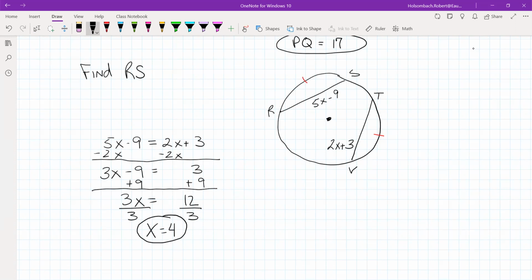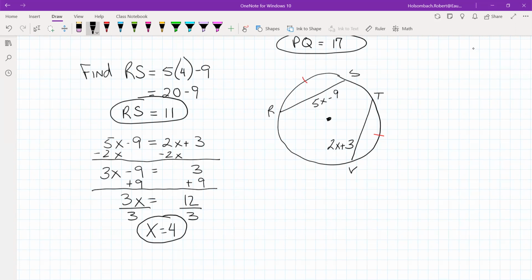If our x is equal to 4 and we need RS, we're going to substitute 5 times 4 minus 9. So 20 minus 9 equals 11. So there's RS. Questions?